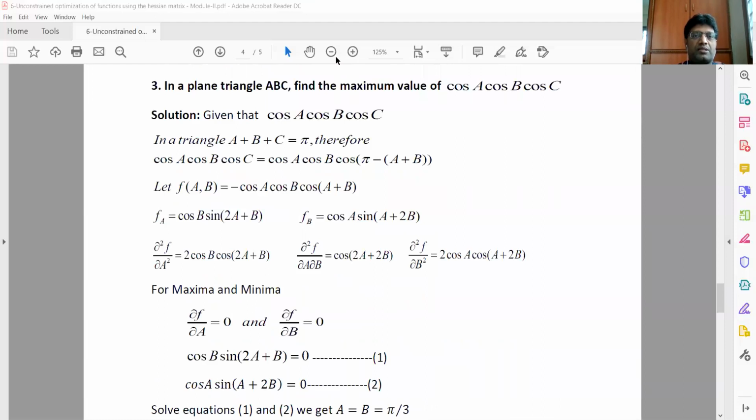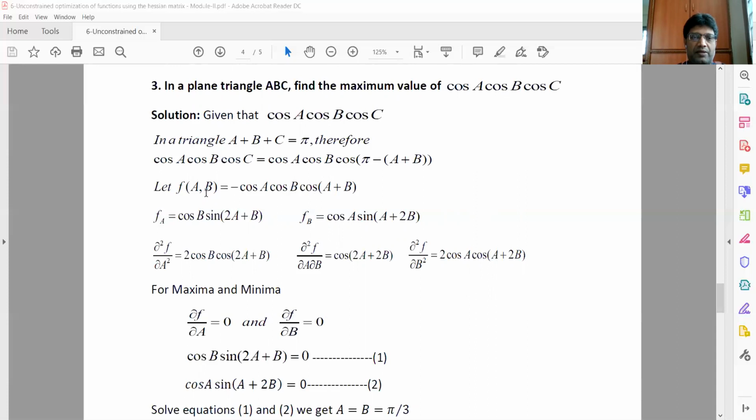Next, it is asking: in a plane triangle ABC, find the maximum value of cos A cos B cos C. So what is given is cos A, cos B, cos C. In a triangle, the sum of the angles is 180 degrees. Therefore, from this, I am using this here. So we are replacing C with pi minus (A plus B). Therefore, this becomes cos A cos B times cos of (A plus B) with a negative sign.